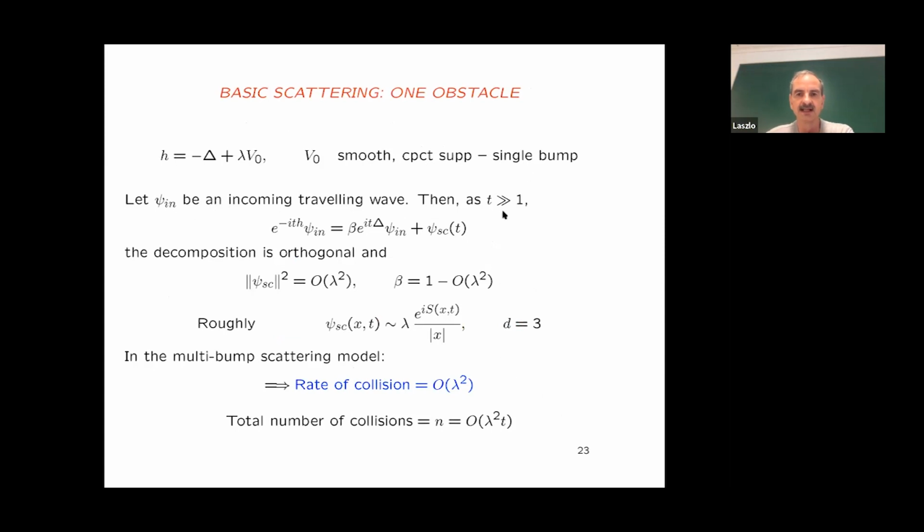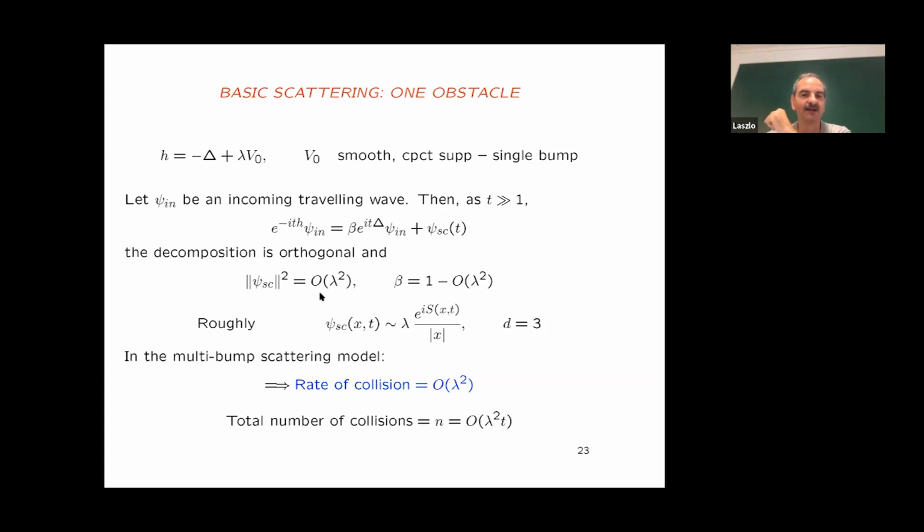The next slide is just a short back-of-the-envelope calculation to argue that the rate of collision is really lambda squared. This is just basic scattering theory. So if you take a single compactly supported bump function scaled with lambda, and then you take the Schrodinger equation, the Laplacian plus this small bump potential, and you consider an incoming wave evolving according to this Hamiltonian, then how much of this wave goes through according to the free evolution, and how much of the wave is scattered?